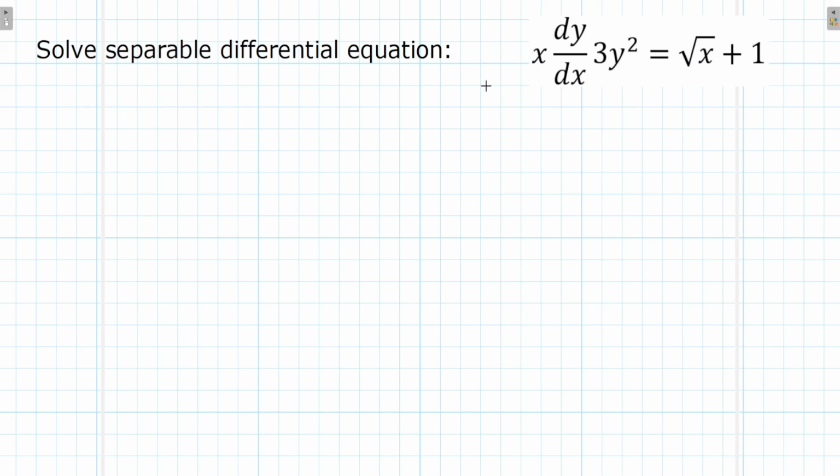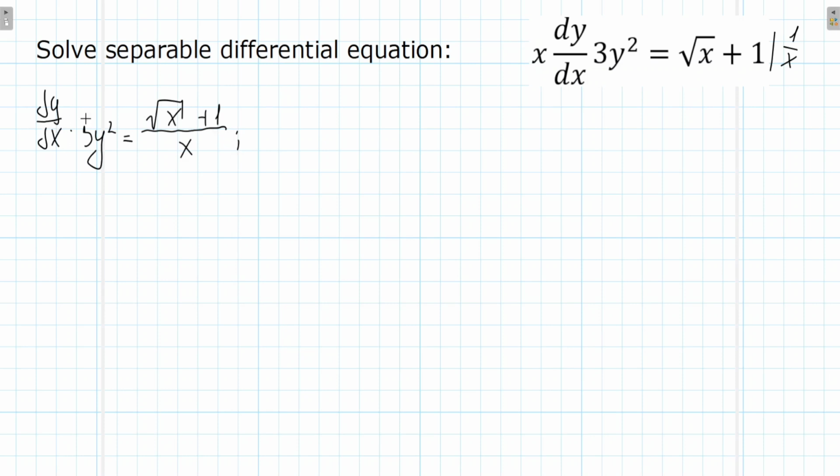Let's take a look at it, and we see that we have an x over here, and it's convenient to divide both sides by this x. So let's multiply by 1 over x, and eventually we get dy over dx times 3y squared is equal to the square root of x plus 1 over x. Great. Now the only thing we need to do is to get rid of this dx.